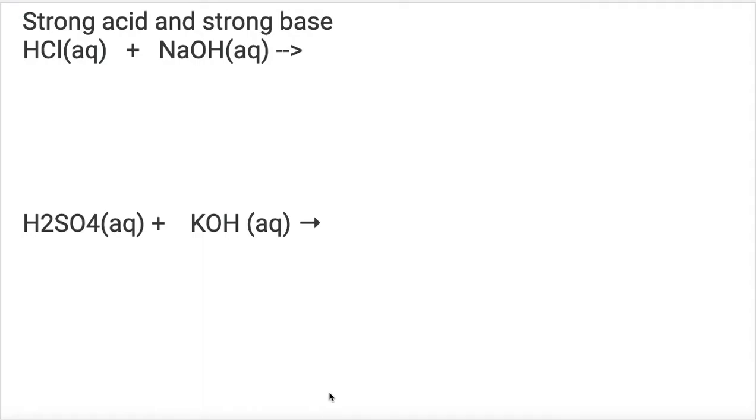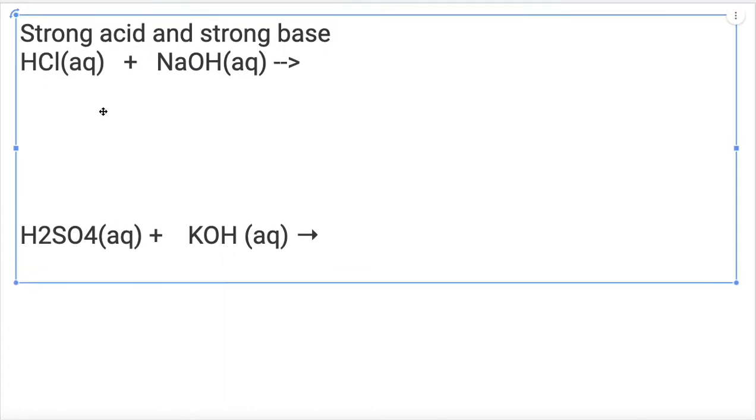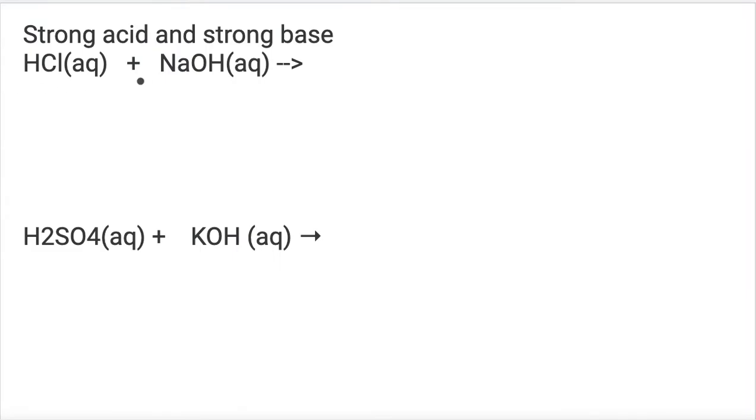This video is about how to write net ionic equations for things other than precipitation reactions. So the first one that we have here is an acid-base one. We have HCl plus NaOH. And so what basically happens is the H goes with the OH, and then the Na will go with the Cl.